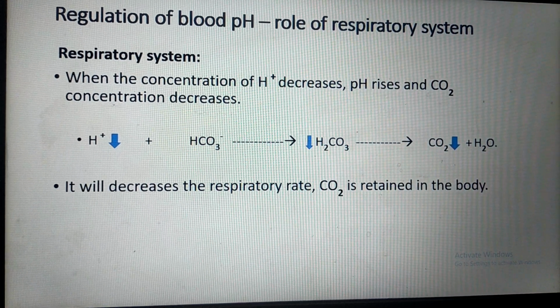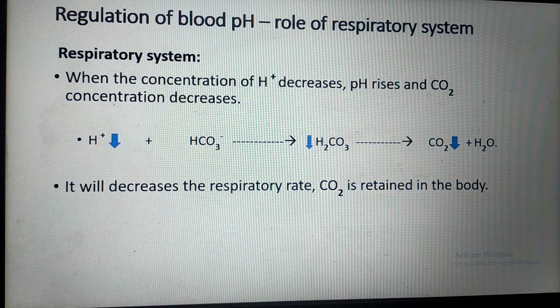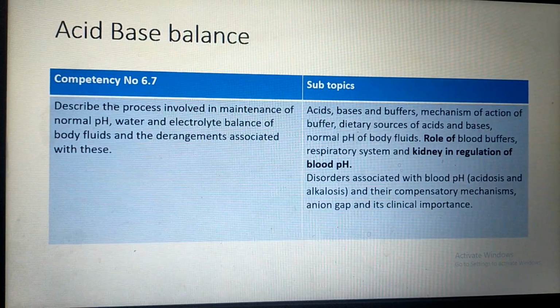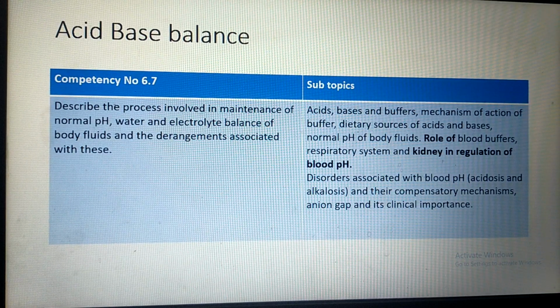On the contrary, when the concentration of H plus ion decreases, pH increases and the concentration of carbon dioxide decreases, because H plus ion and carbon dioxide are in equilibrium by this reaction. When the concentration of carbon dioxide decreases, it inhibits the respiratory center, the rate of respiration decreases and carbon dioxide is retained in the body. So this is about the regulation of pH by the respiratory system.